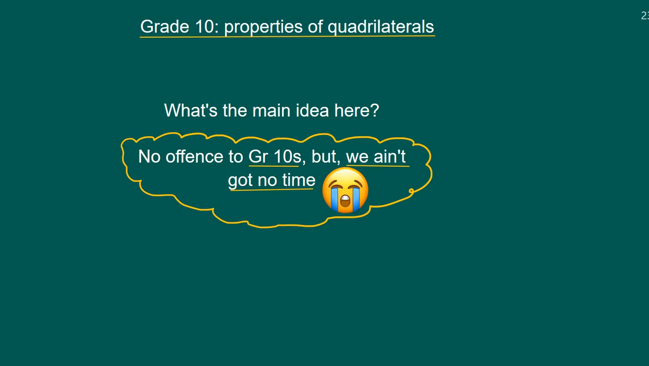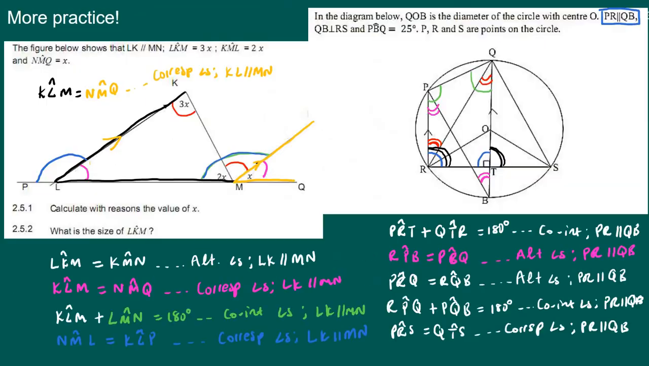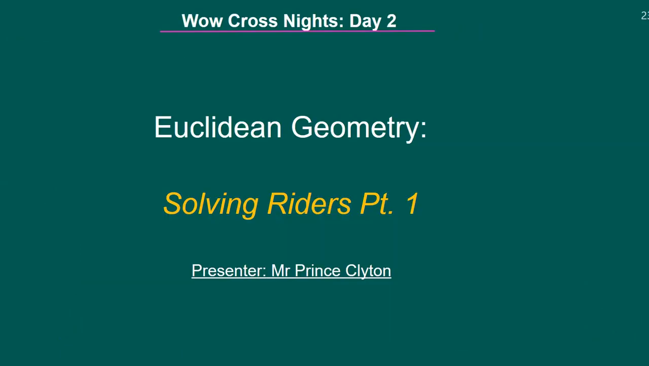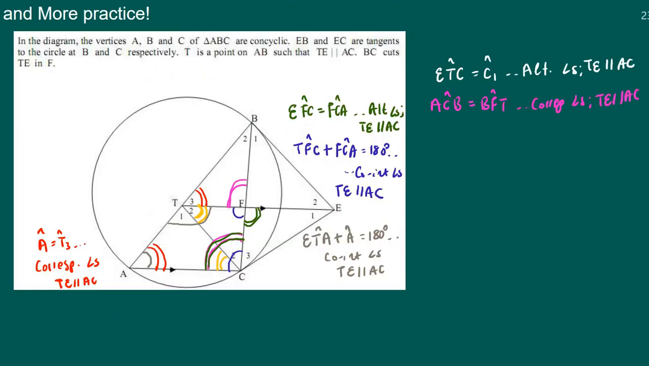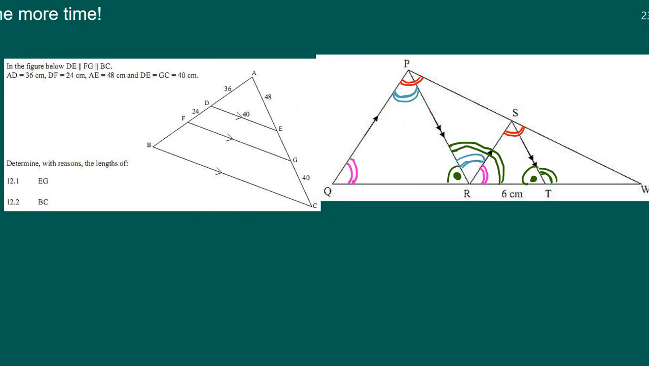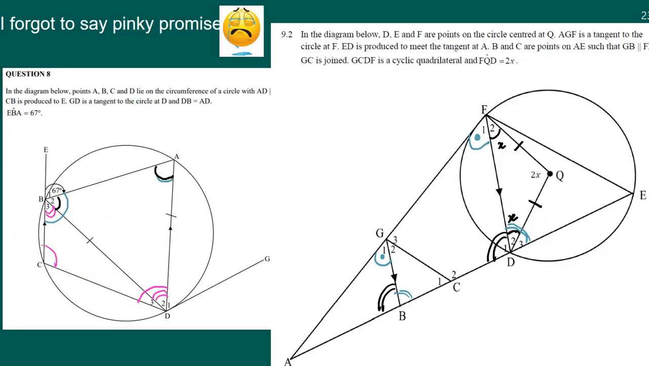Right, so that was your grade 9. As you can see, there were quite a lot of them, right? The reason why we had to go through this hard and difficult process is because we need to train our minds to always identify those fun angles when we are given problems. It will assist us in similarity, proportionality, and solving riders.